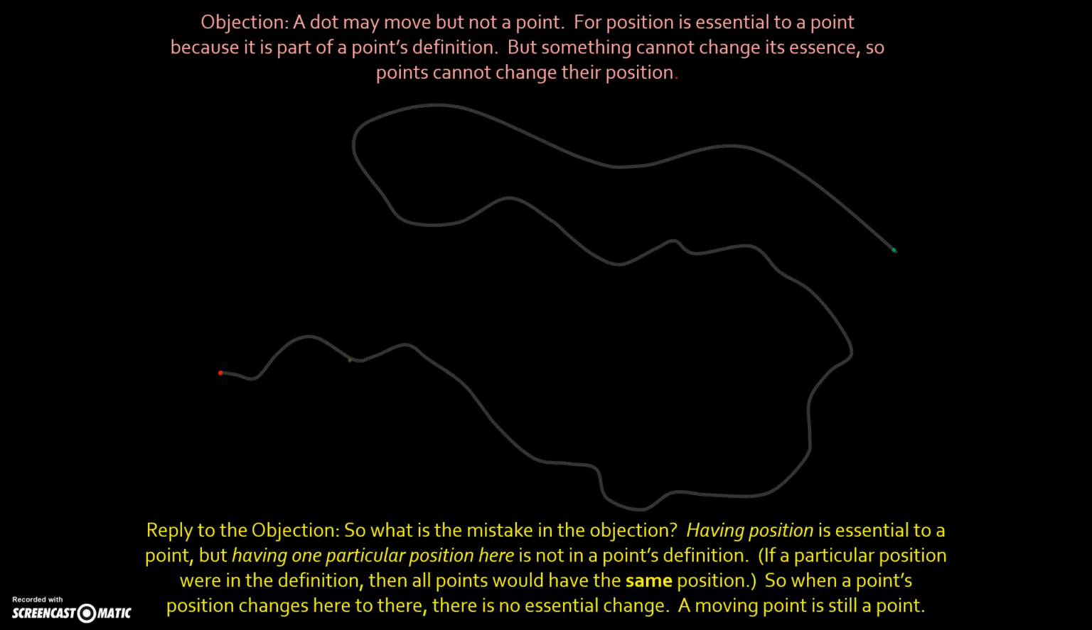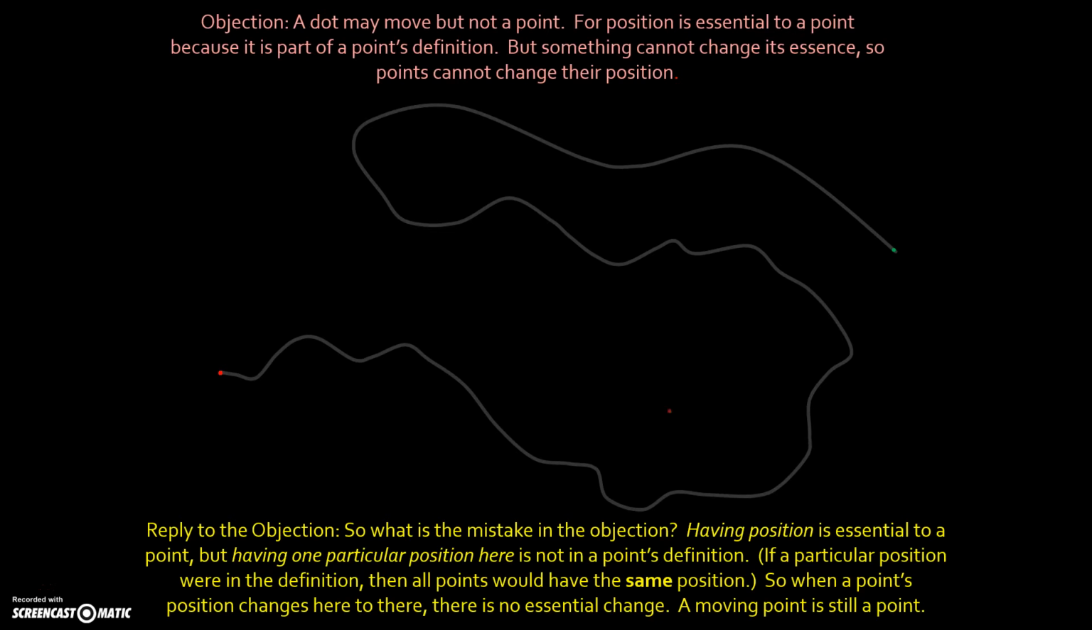Now, it may seem that this is an ad hoc change to the definition of a point, and so it is necessary that we show that the analysis requires that, although the point have position, it need not have a particular set position. But this is easy enough to see, for there are many points in that lines can be divided in many places. If a particular position were in the definition of point, then all points would have to have the same position. So when a point's position changes from here to there, there is no essential change. A moving point is still a point.